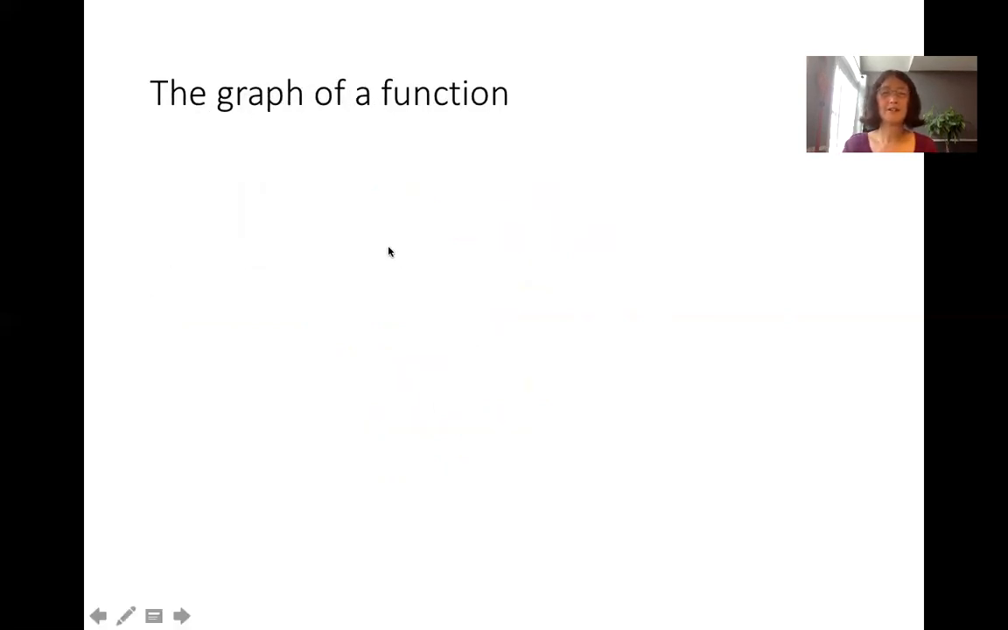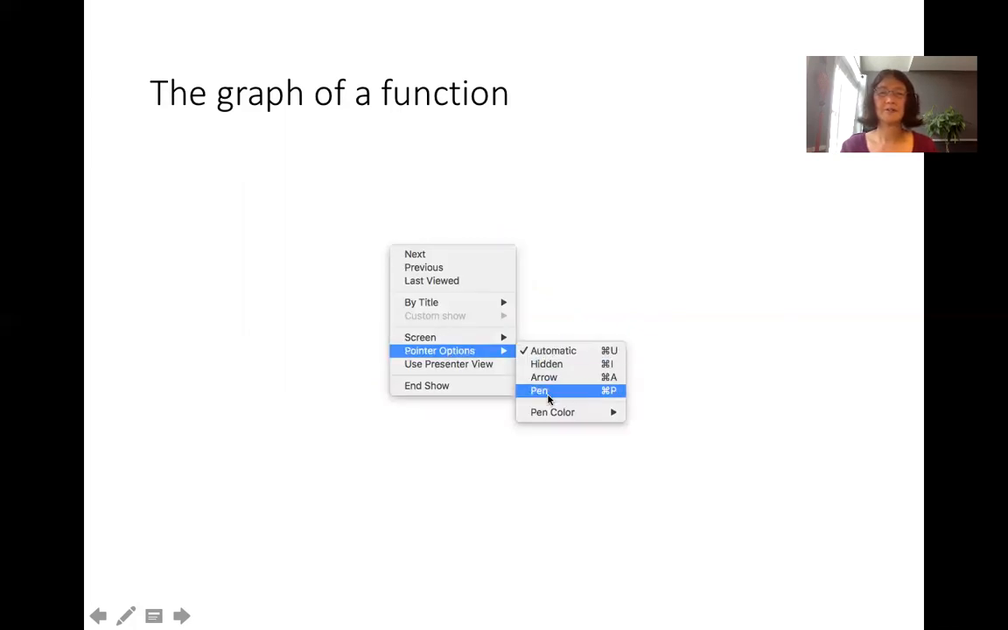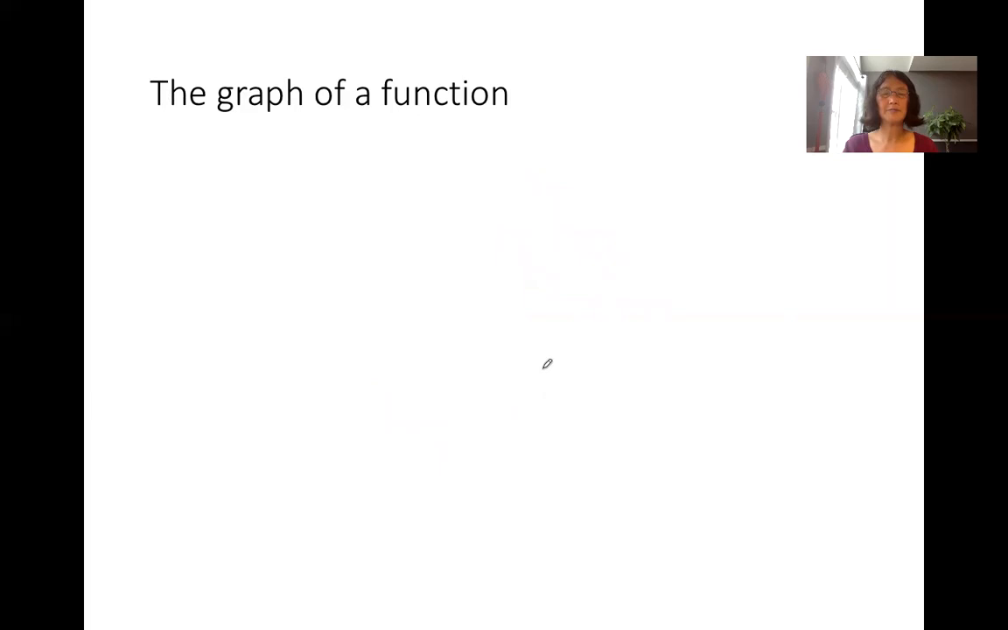The graph of a function. If you graph the function by hand, for example, y equal to 2x plus 1, just for example, what you do, you construct a table. List the possible values for x, for example, x equal to 0, x equal to 1, x equal to 2. When x equal to 0, y equal to 1. When x equal to 1, y equal to 3. When x equal to 2, y equal to 5.